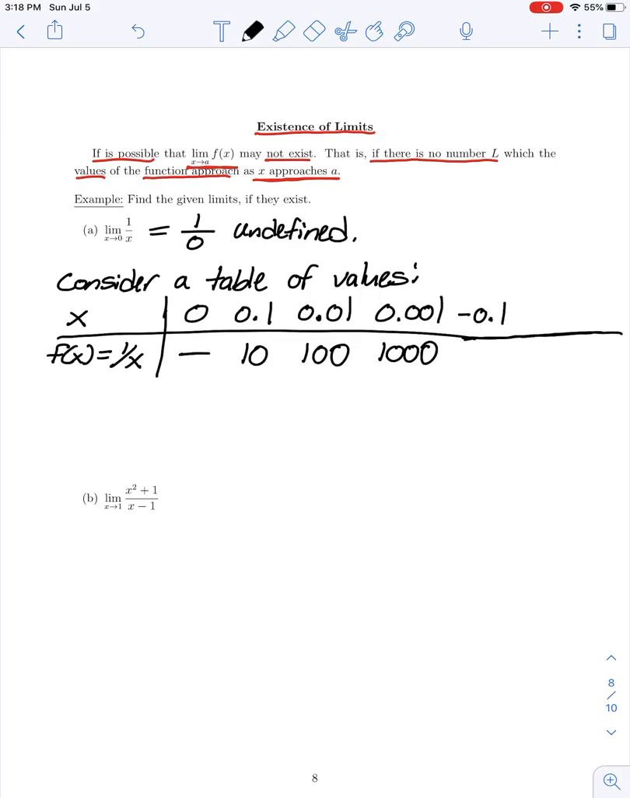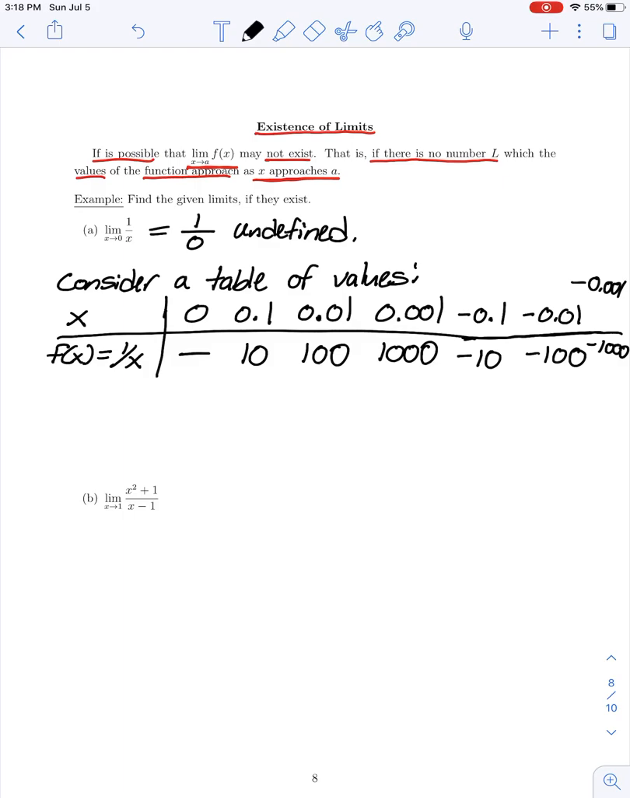Now let's say that we were working with values of x that are negative but close to 0, maybe -1/10. So -1/10 gives us -10 for the value of our function. If we move a little closer to 0, say -0.01, the value of our function is -100. Or if we take -1/1000th, the value of our function is -1,000.